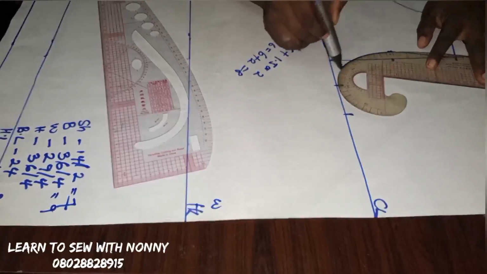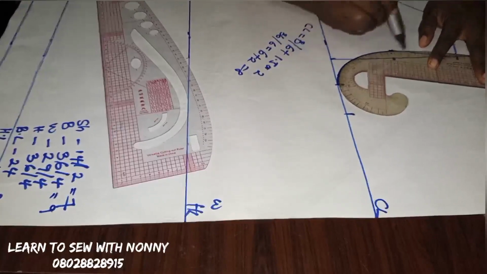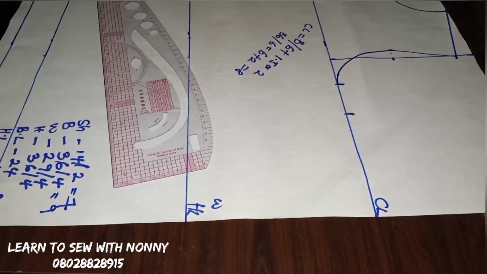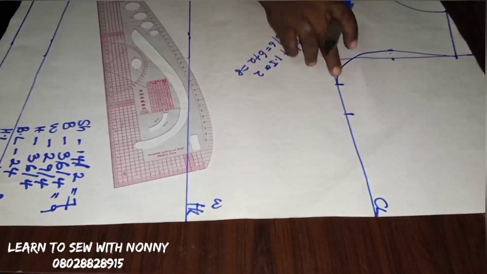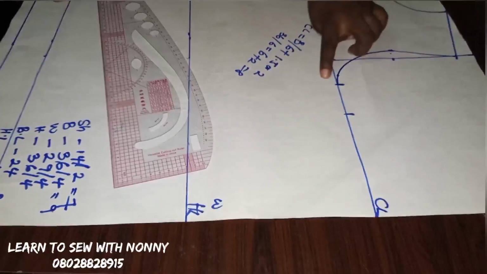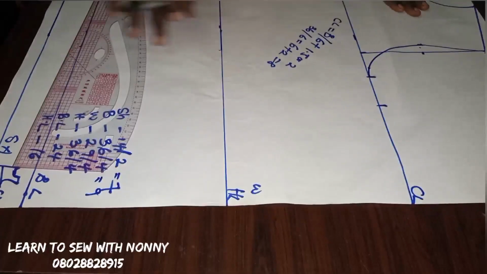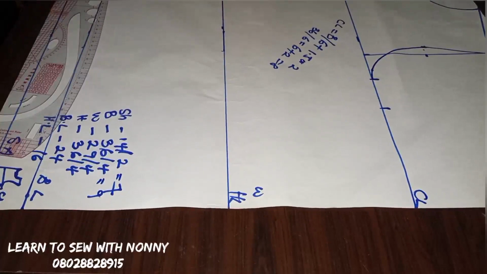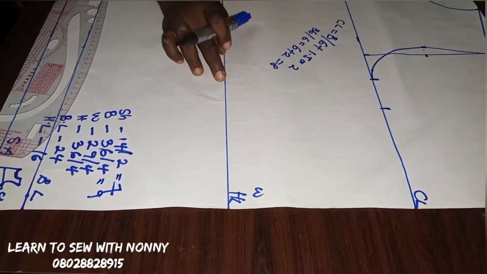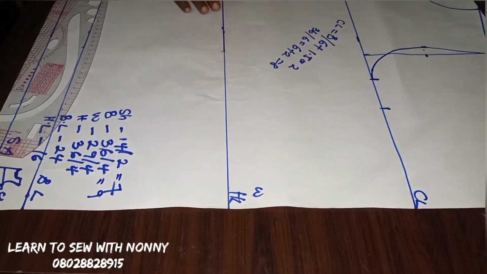So I'm going to use my curve ruler to make a connection from that 3/4 that we came inwards by to where I marked my bust measurement, like so. So this becomes your armhole, right? I hope you understand that. Please, you can rewind this video to make sure you understand what I have just done here.